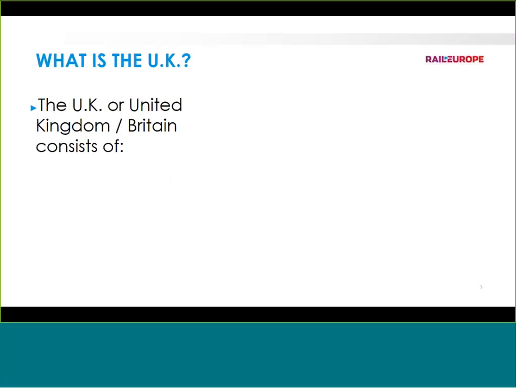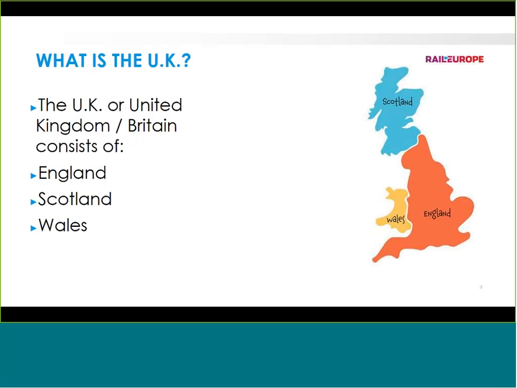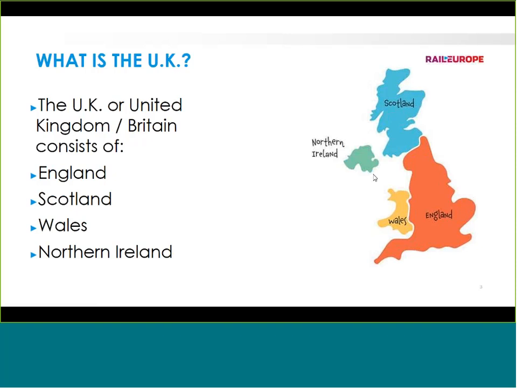But let's travel to the UK for a little bit. So what is the UK? The UK, or United Kingdom, or Britain, consists of the following countries. You would have England, which we have presented here in the map, Scotland, moving a little bit up north, and Wales, just the tiny little section in yellow over here. And also including Ireland as well.